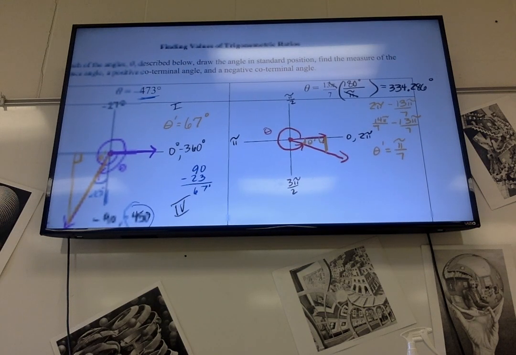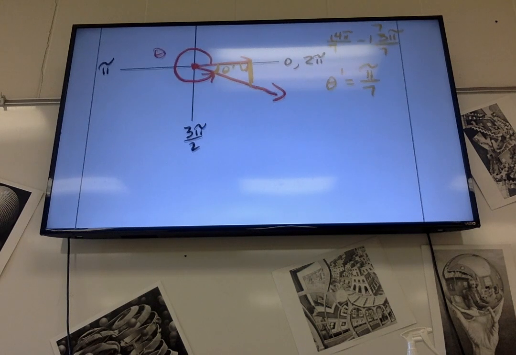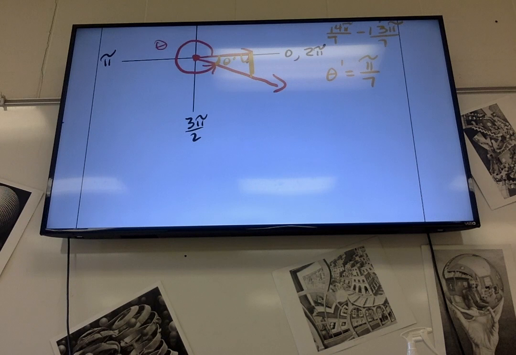Now we need positive and negative coterminal angles. Well, before, to find coterminal angles, we added or subtracted what? 360, which is a circle. What's a circle in radians? 2 pi. So we add and subtract 2 pi. So to go from pi over 7 to a negative, I would subtract 2 pi, which we already rewrote as 14 pi over 7 earlier. So that's negative 13 pi over 7.